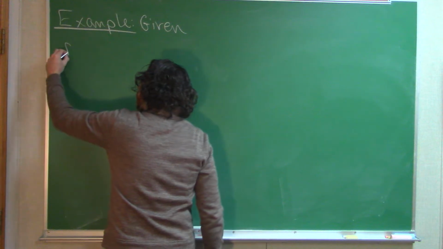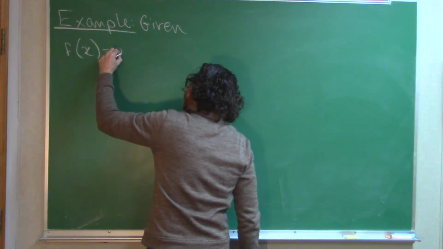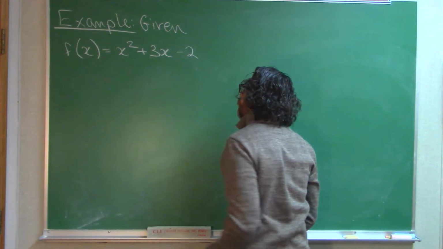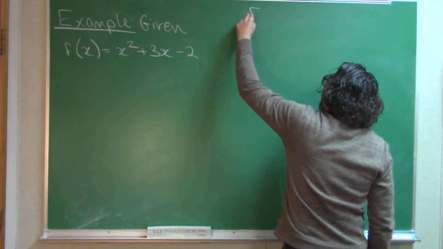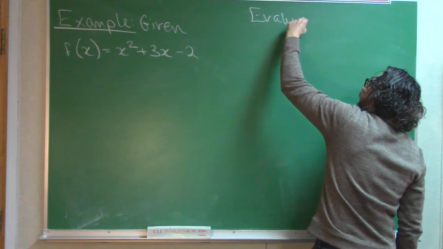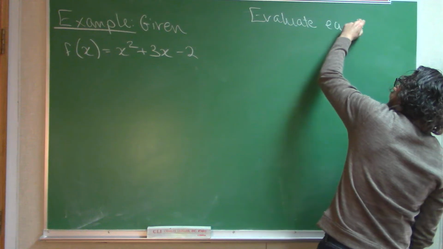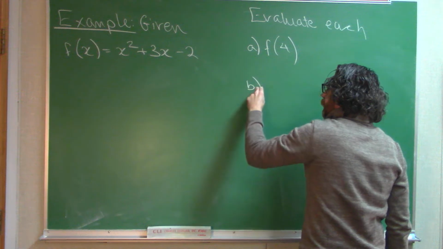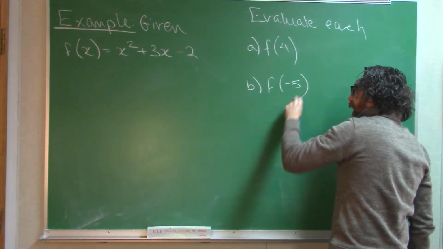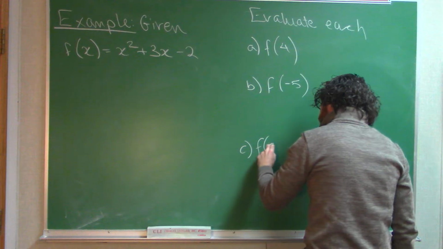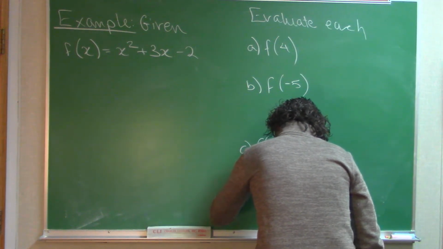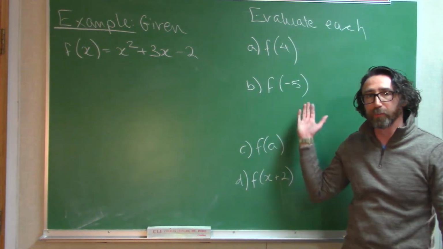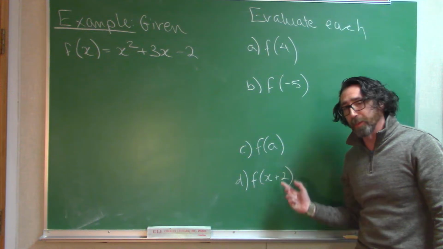So given f of x equals x squared plus 3x minus 2, we're going to evaluate each of these. And I'm going to use the exact same inputs that I did before. F of 4, f of negative 5, f of a, f of x plus 2. So I've got a mix of some numerical inputs and some inputs that have variables.